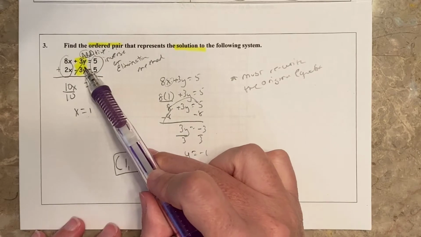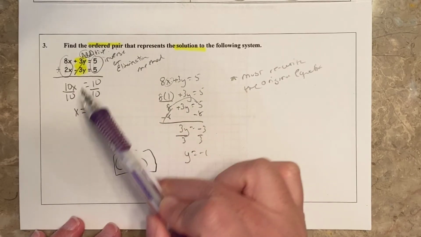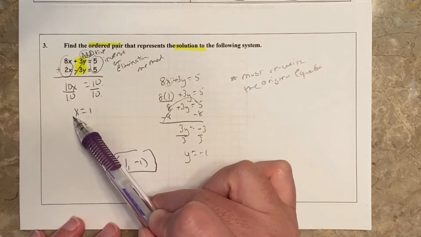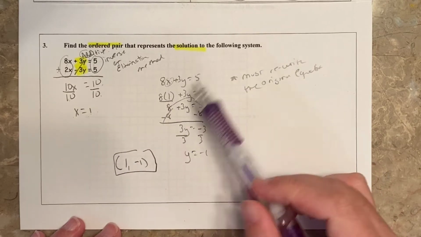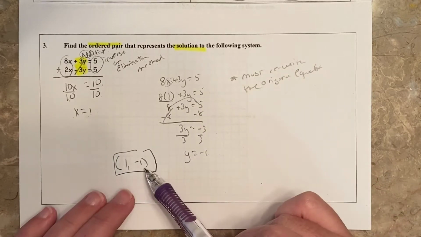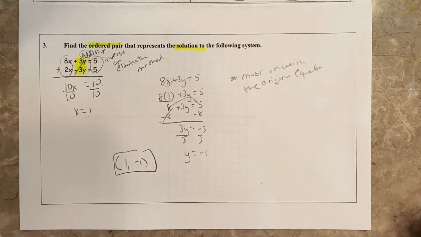So again, you have additive inverses. We add them together by combining your like terms. That got us 10x equals 10. Divide by 10, x equals 1. Plug that 1 into here. Simplify, got y equals negative 1, and put them together and got your coordinates.